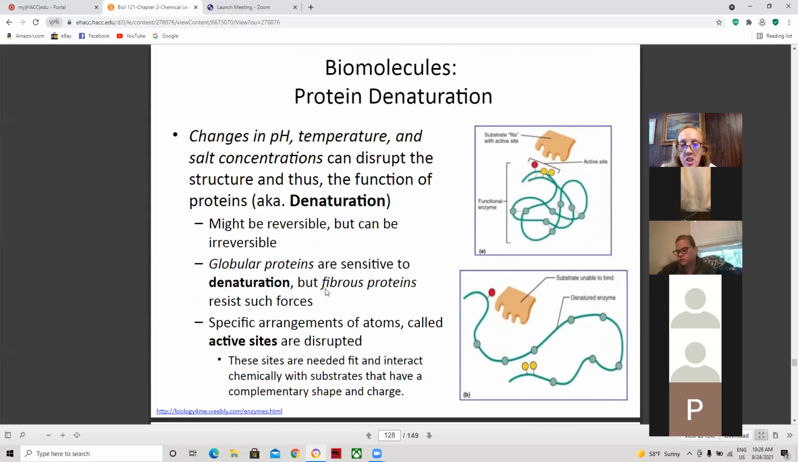Protein denaturation. This is where we disrupt the structure of a protein. Changes in pH, temperature, and salt concentrations can disrupt the structure and thus the function of proteins.